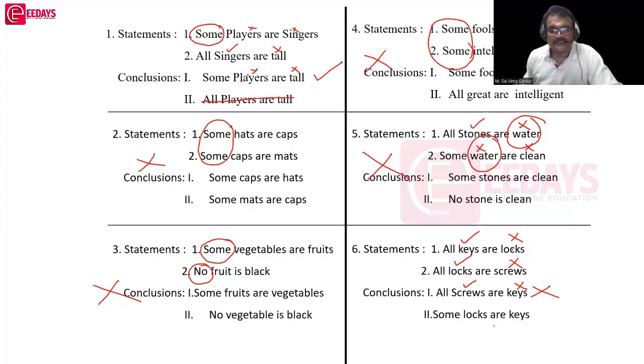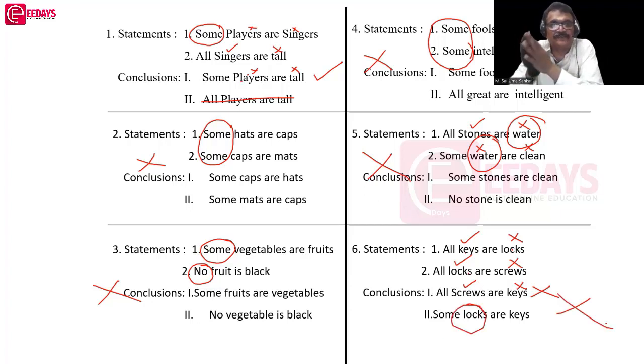Next, some locks or keys. What is the middle term? Locks. What is the property? Middle term should not be there in the conclusion. Here, middle term is there. So, this is not a valid mediate inference.